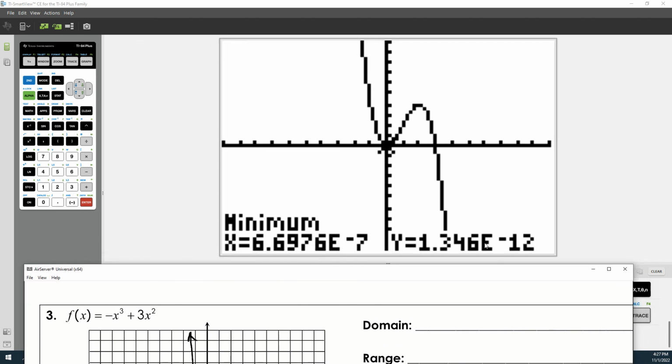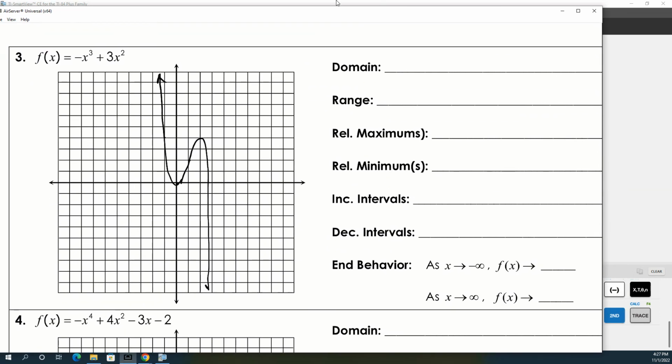All right, so both of these have this e -7, e -12. So that means that the x and the y on this minimum are both 0. So the minimum occurs at the point 0, 0.